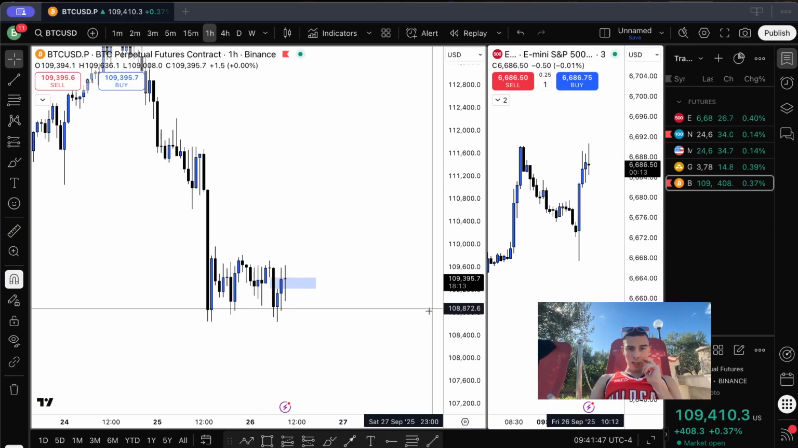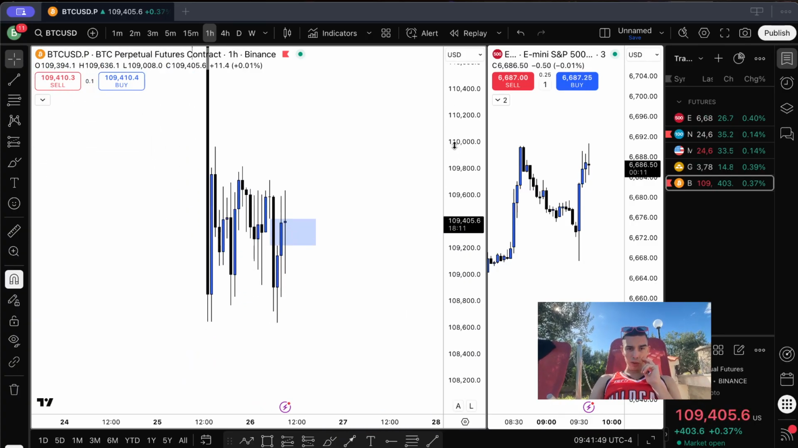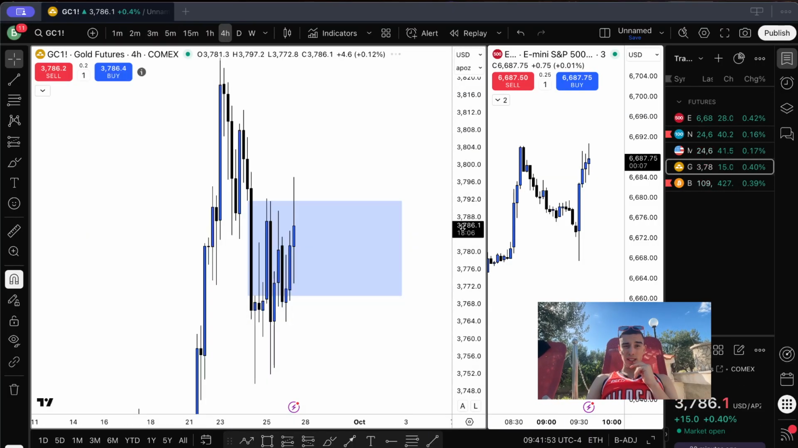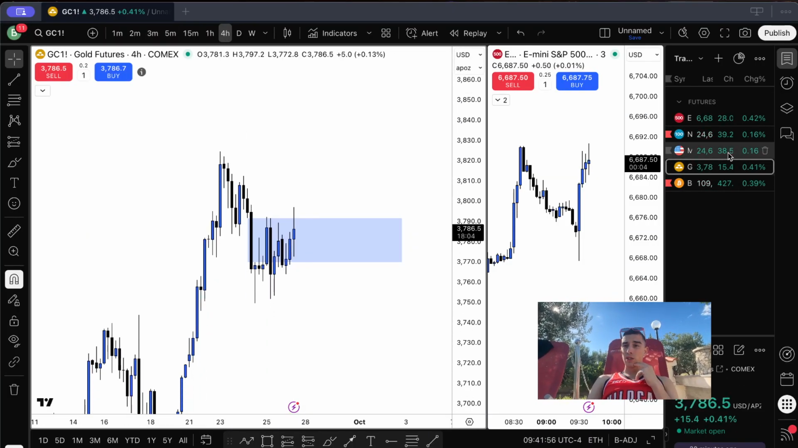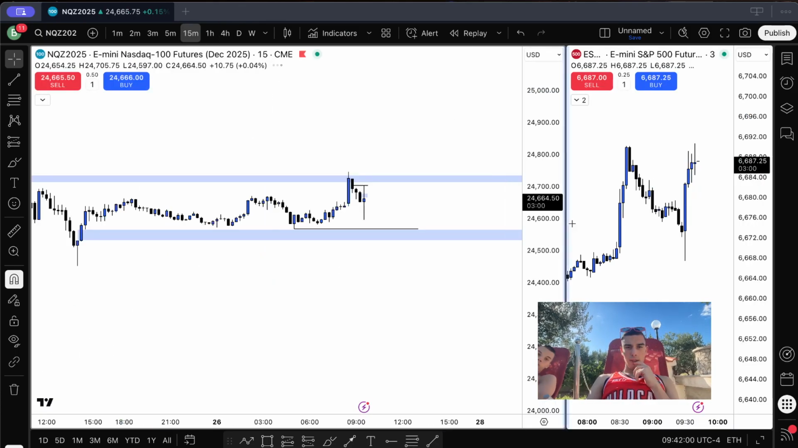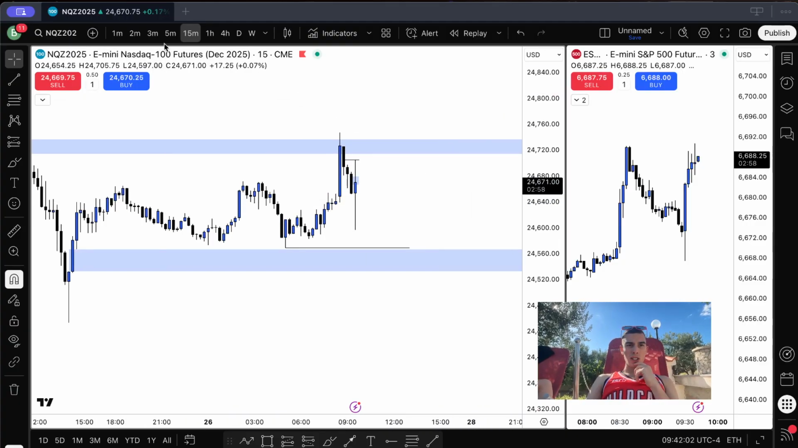Bitcoin is also stalling around over here. We don't have a closure, and gold is also stalling around here. So yeah, market is consolidating really badly. So I'm not sure if I'm gonna take any trades.